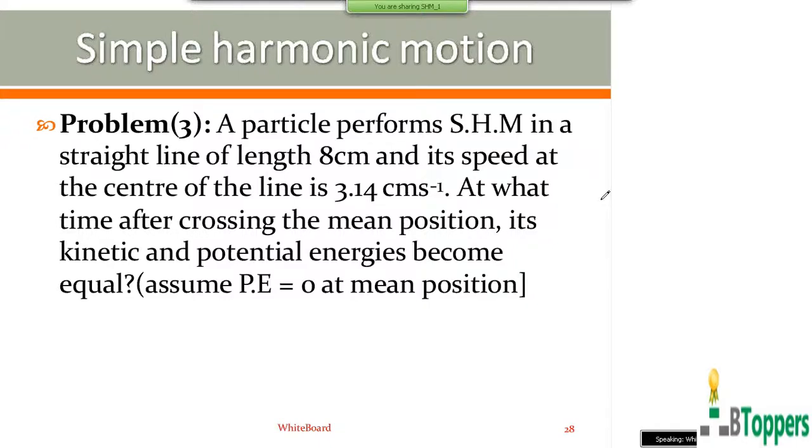Problem number 3. A particle performs simple harmonic motion in a straight line of length 8 centimeter. And its speed at the center of the line is 3.14 centimeter per second. What time after crossing the mean position do its kinetic and potential energies become equal? Assume potential energy equal to 0 at mean position.